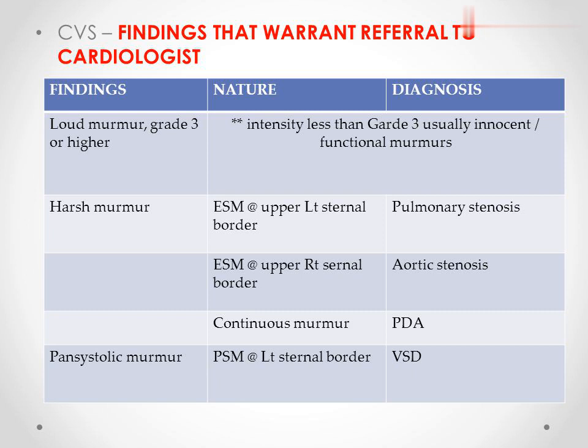Findings, nature, diagnosis. Loud murmur, grade 3 or higher. Intensity less than grade 3, usually innocent, functional murmurs. Harsh murmur: ESM at upper left sternal border, pulmonary stenosis. ESM at upper right sternal border, aortic stenosis. Continuous murmur: PDA.